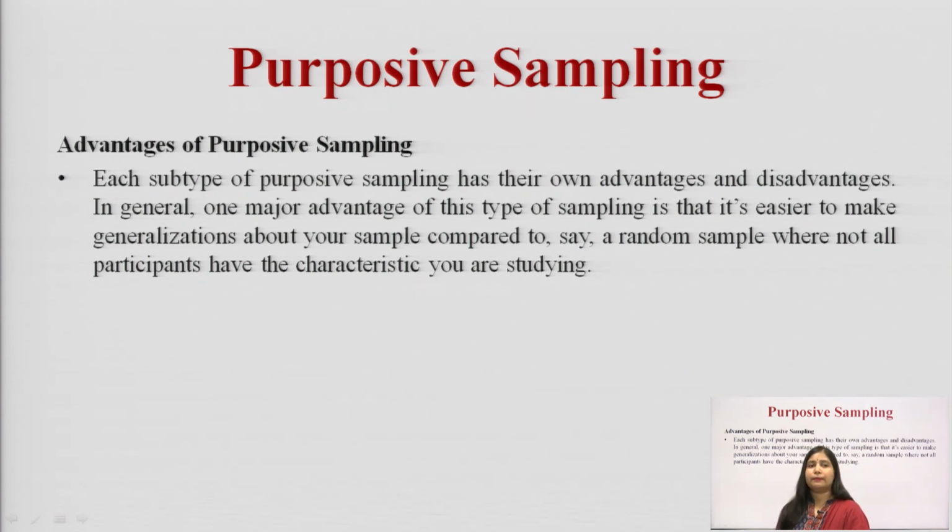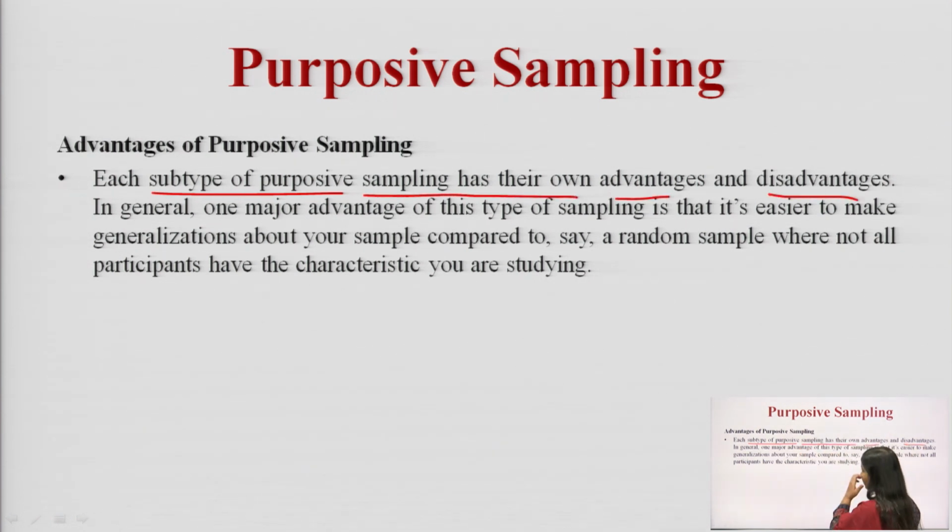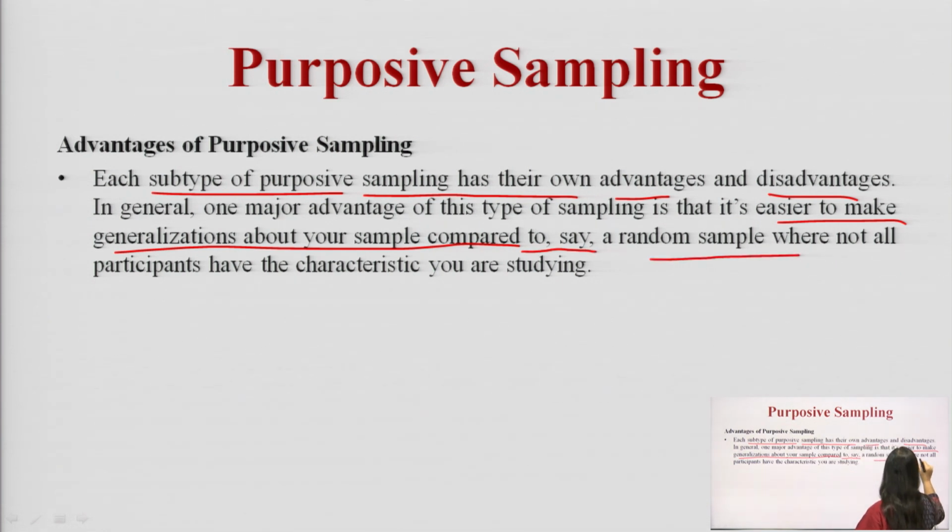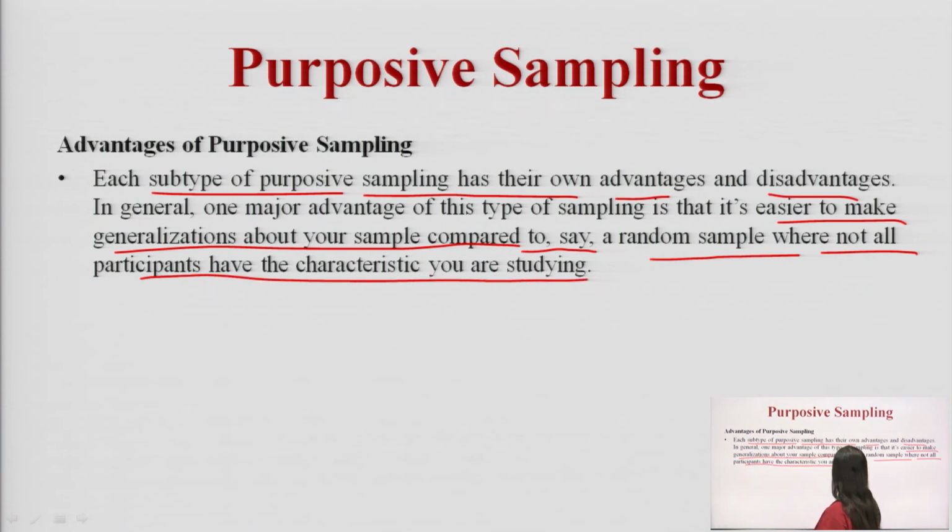So, purposive sampling has advantages, and each subtype of purposive sampling has its own advantages and disadvantages. In general, one major advantage of this type of sampling is that it is easier to make generalizations about your sample compared to a random sample, where not all the participants have the characteristics you study. So, it is easy because you generalize your sample.